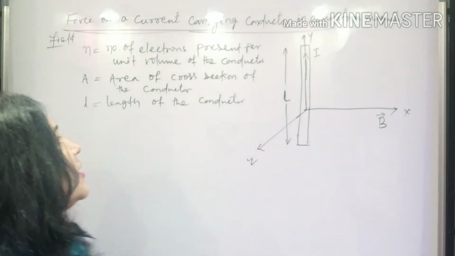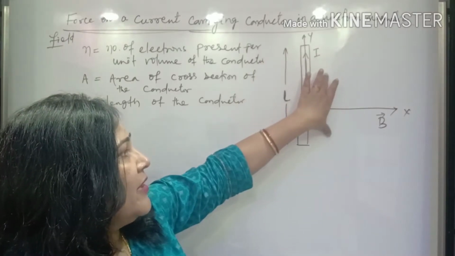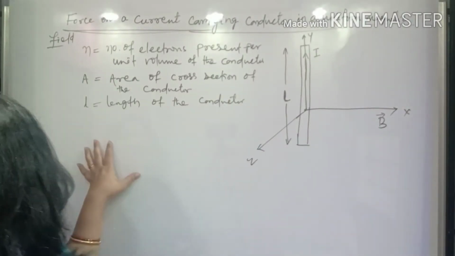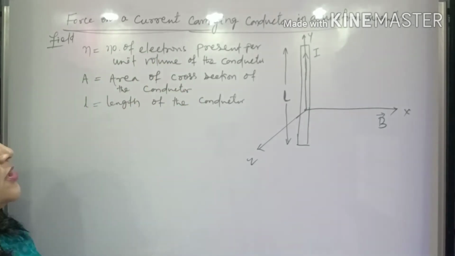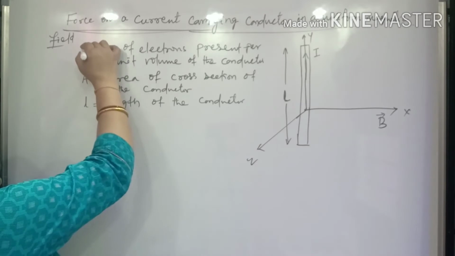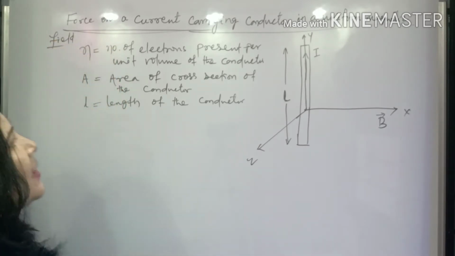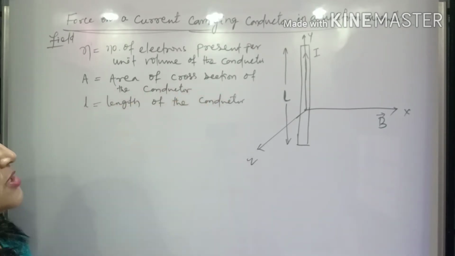Here we have to find out the force experienced by this conductor when we place it in this uniform magnetic field B. Let n be the number of electrons present per unit volume of the conductor. So small n stands for the number of electrons present per unit volume of the conductor. A is the area of cross section of the conductor and L is the length of the conductor.